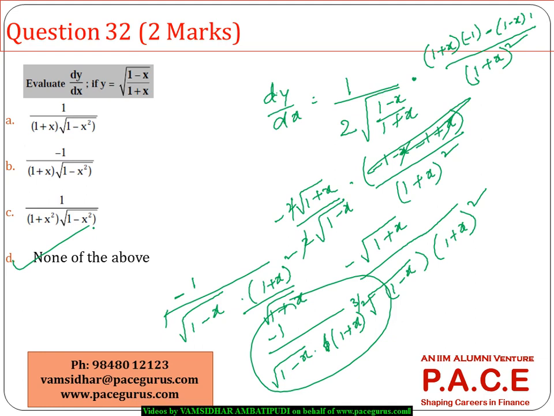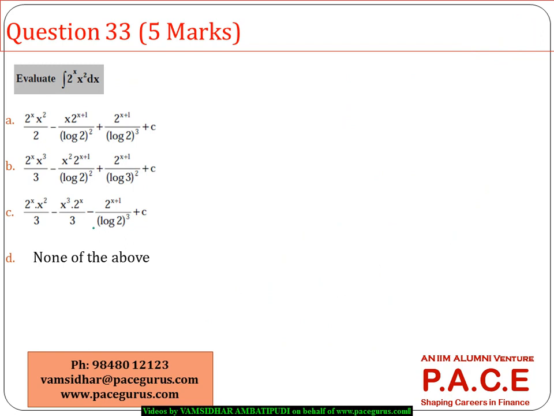Alright. Moving on to the next question here. Integral of 2 power x into x squared. Probably this kind of question can easily be solved from the answer choices, but this is like a multiplication form. So how do I solve the multiplication form of the integration? uv: u into integral of v dx minus integral of derivative of u into integral of v dx. That is what we generally do.